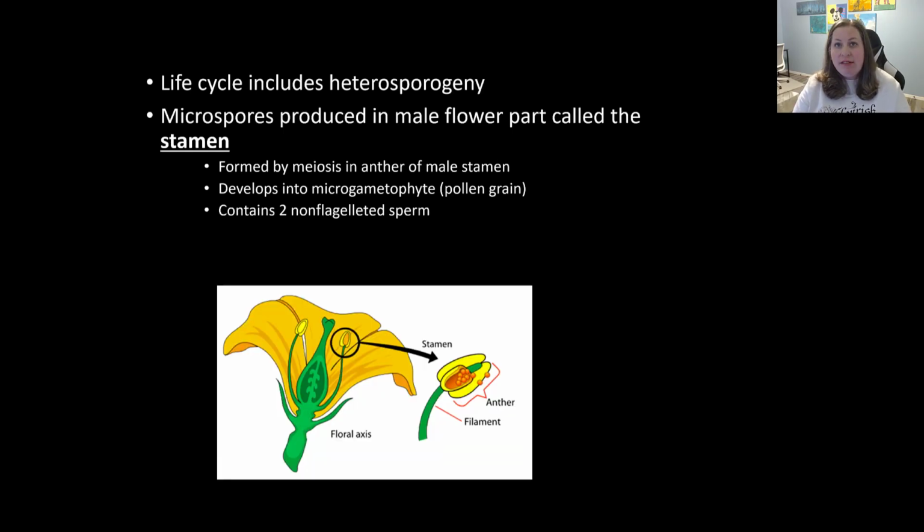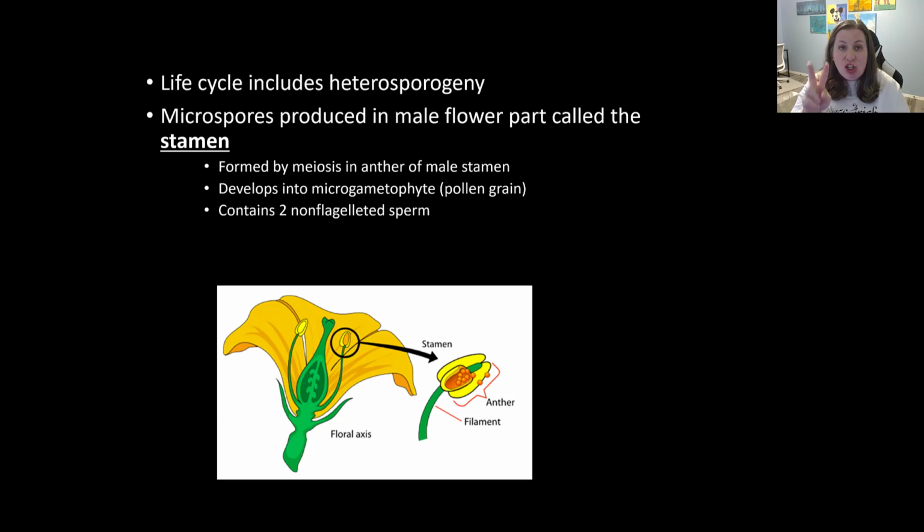So let's look at the life cycle here of this group, because they are also heterosporangian. They do have the 2 parts, male and female. We have the microspores, which are produced in the male flower part, and we call that the stamen. It is formed by meiosis in the anther of the male stamen, and we do see that it develops pollen grains. These pollen grains are the microgametophytes. Okay, so microgametophytes, again, remember they're small.